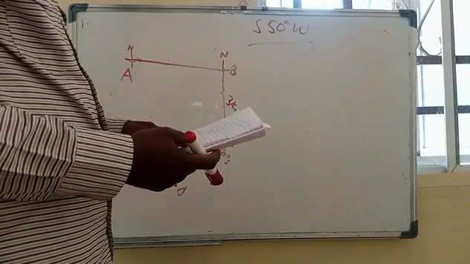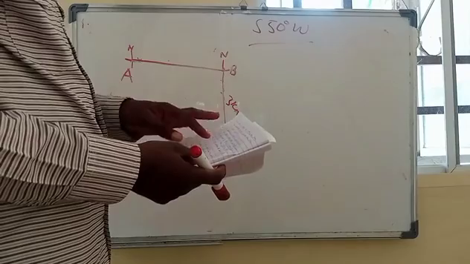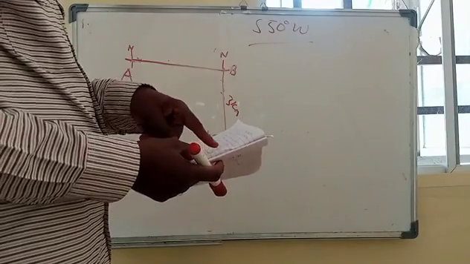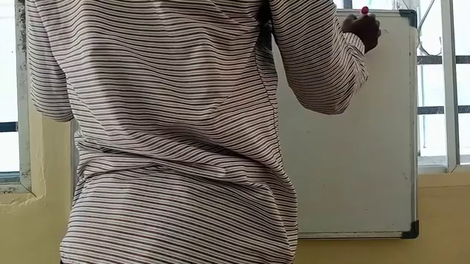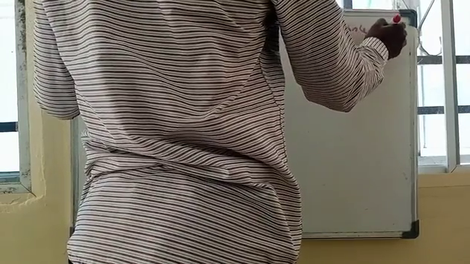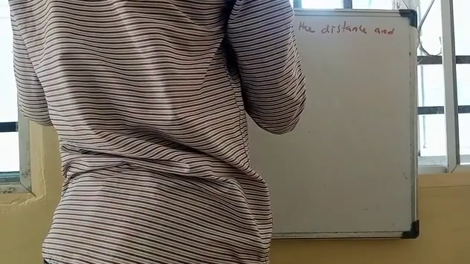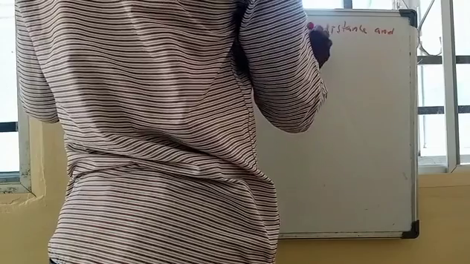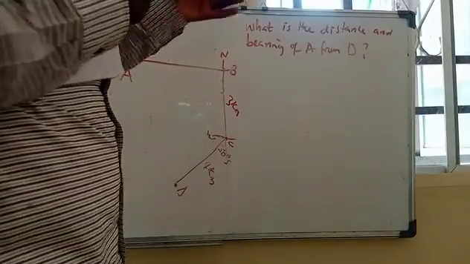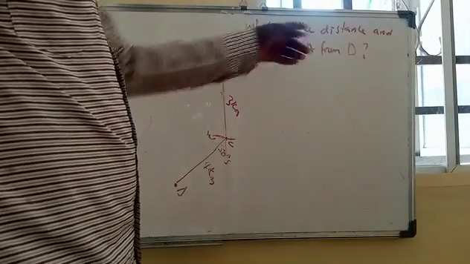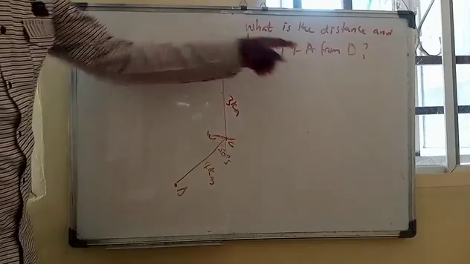The question now is, what is the distance and bearing of A from D? So I'll write the question now. So I've drawn the locations. Now the question is, what is the distance and bearing of A from D? So let's try to understand the question. The distance and bearing of A from D.